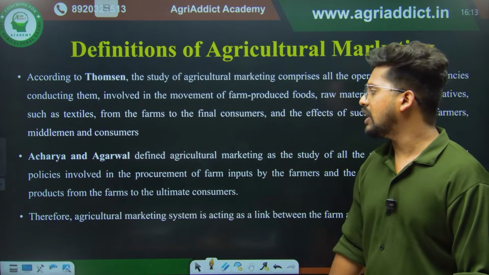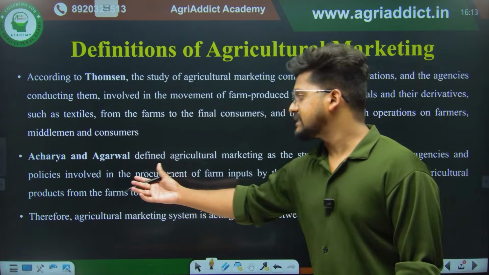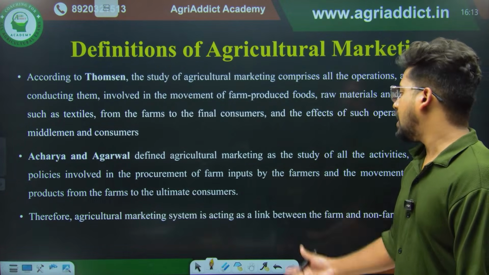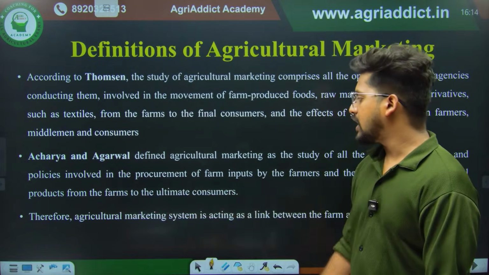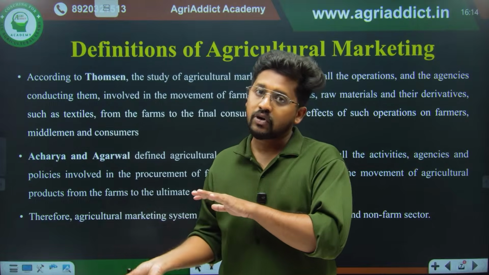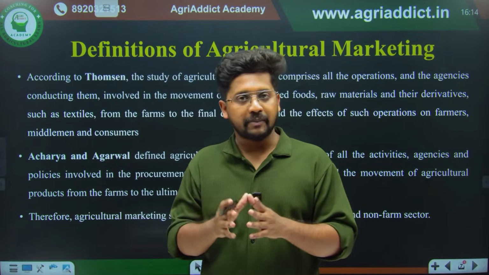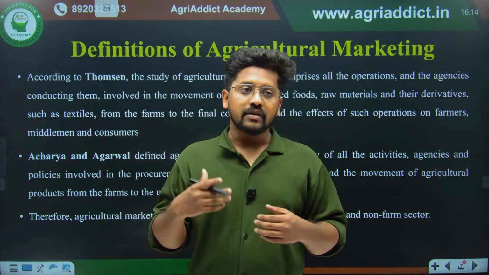There is another improved version given by Acharya and Agarwal. They defined agricultural marketing as a study of all the activities, agencies and policies involved in the procurement of farm inputs by the farmers, as well as movement of the agricultural products from the farms to the ultimate consumer. So if you check the evolution of the definitions from Philip Kotler to Acharya and Agarwal, the subject matter of agricultural marketing is getting improved, right?